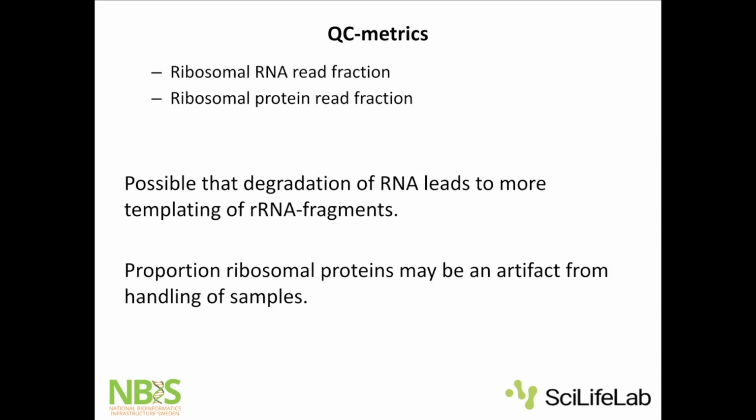Also, ribosomal proportions. There have also been some studies showing that the proportion of ribosomal proteins will vary with handling of the samples and freeze-thaw cycles and so on. When it comes to ribosomal RNA, it's something you can see if you have really degraded RNA: the ribosomal RNA is also degraded, and you start getting templating and reads from the ribosomal RNA. That's really an indication of bad quality.